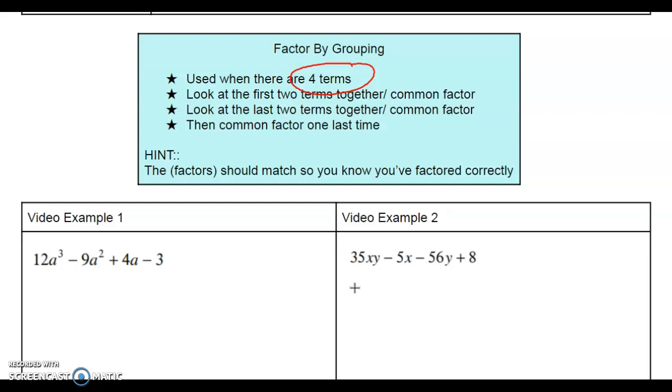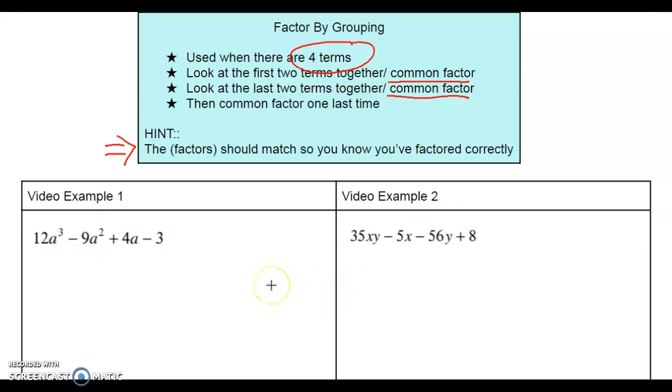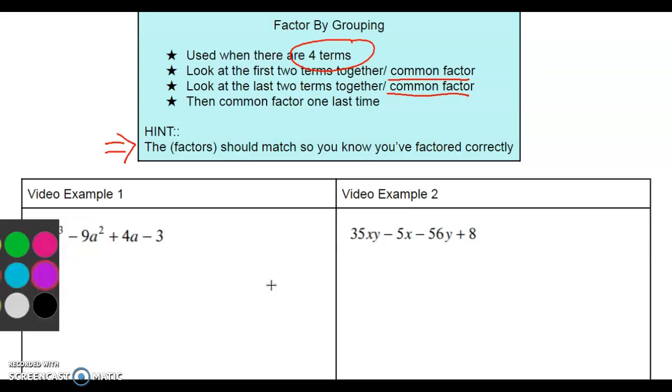So the way factoring by grouping works is you're going to look at the first 2 and do common factors. Then you look at the last 2 and look at a common factor. Okay, and then you common factor one more time. My hint, and this is super important, it helps you know if you're doing it right, is that the parenthesis factors should match, and that's how you know. Okay, so I have 2 examples for us to try together.